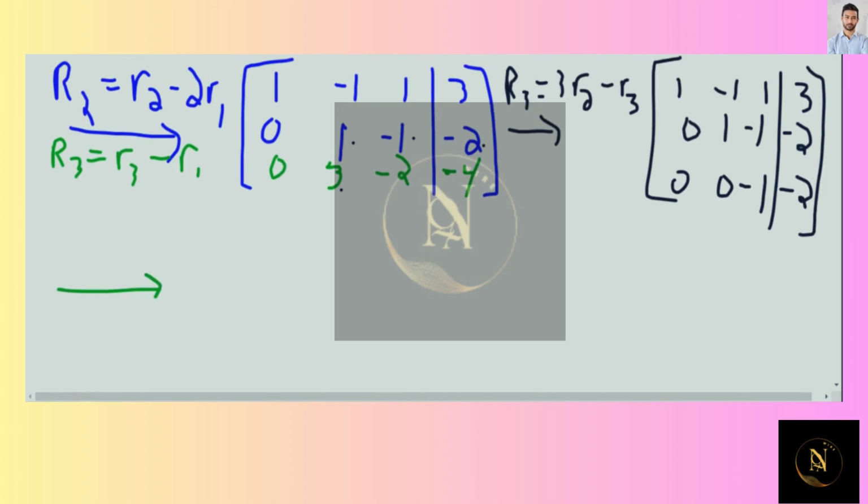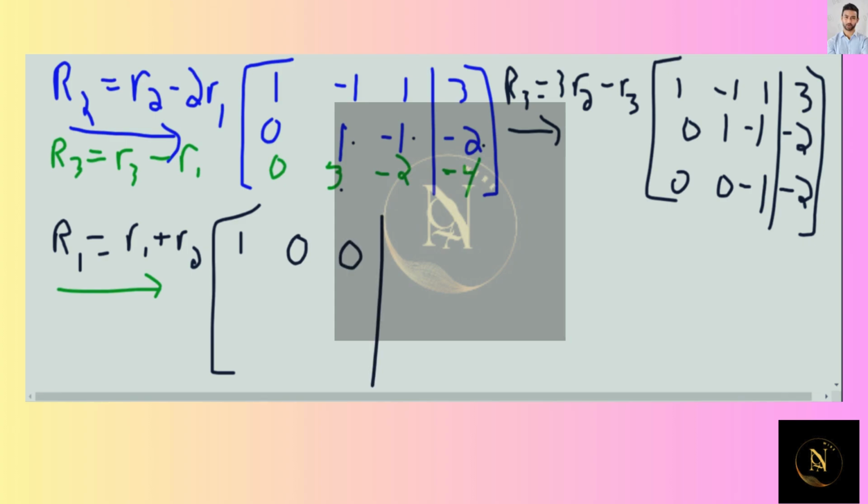Next, let's let row 1 equal row 1 plus row 2. That should get rid of that negative 1 in the middle. So let's do that first. We just add these two rows together for the top. 1 plus 0 is 1. Negative 1 plus 1 is 0. Negative 1 plus 1 is 0. 3 plus negative 2 is 1. Okay, so there's our top row.